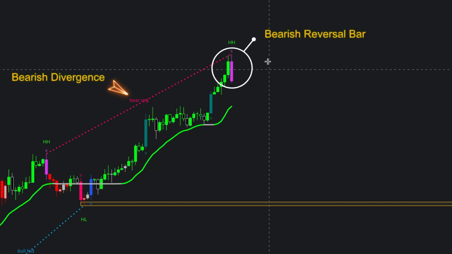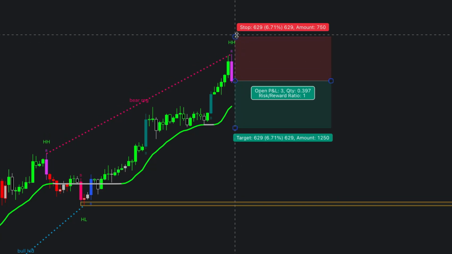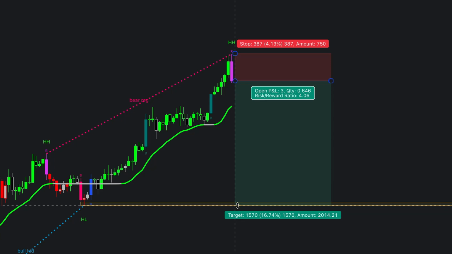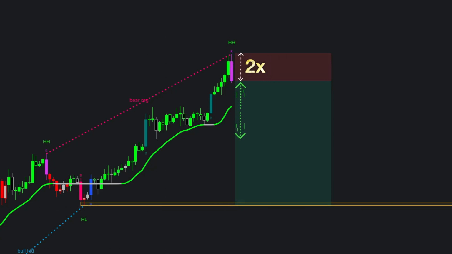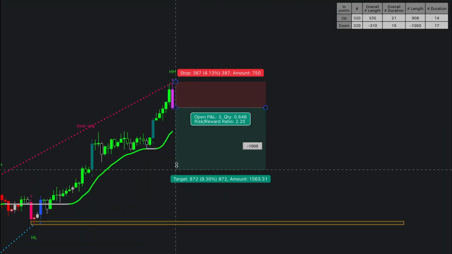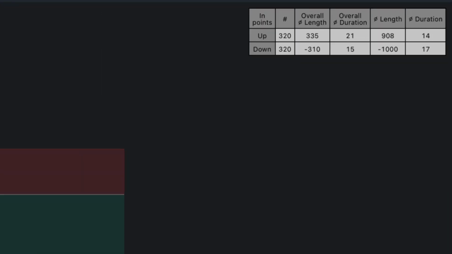Let's take a look at a short trade scenario with this bearish reversal bar confirmed right after a bearish divergence. Position your stop loss above the signal bar's high, and for take profit, target a support level or consider double the signal bar's height. Revisit the swing statistic to realign the average downswing length as an alternative take profit and the average upswing length as an alternative stop loss.